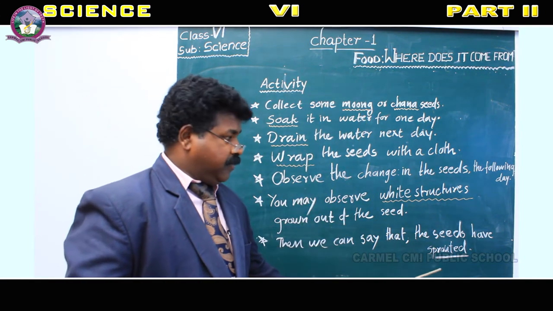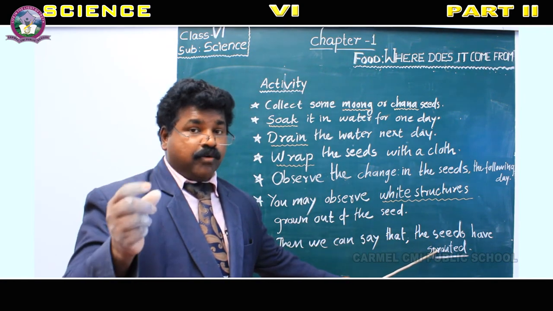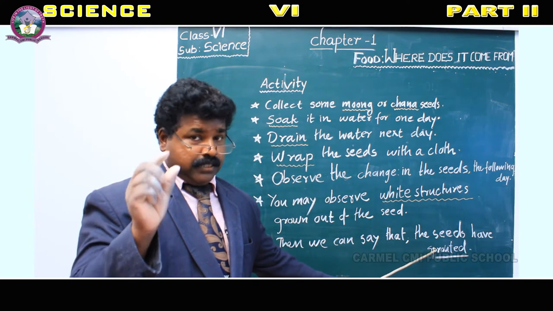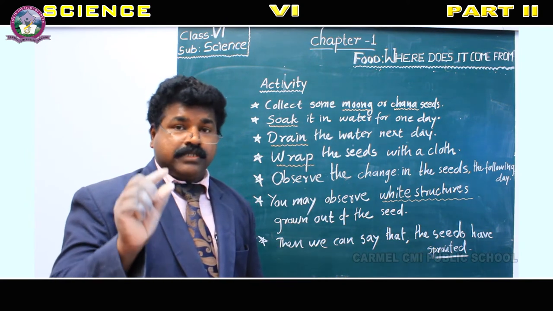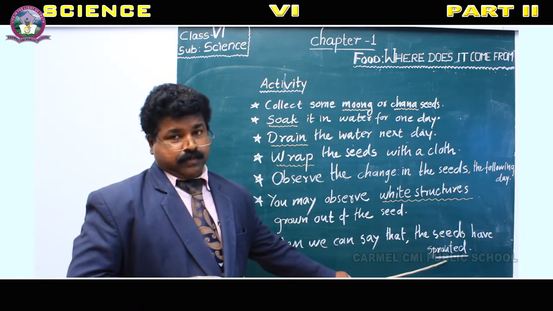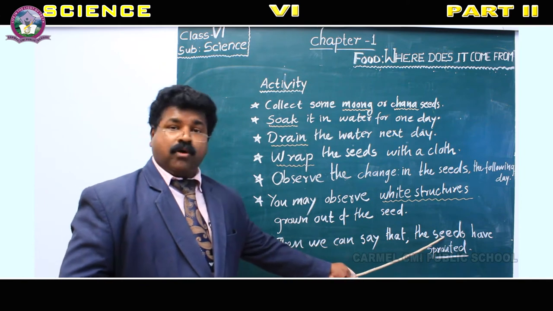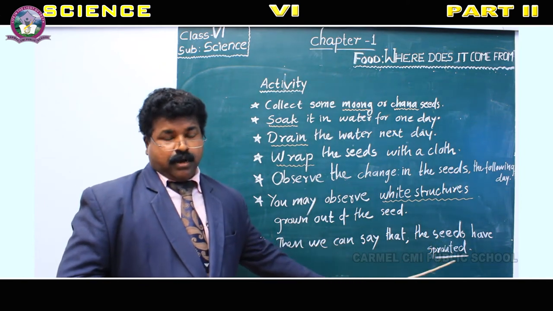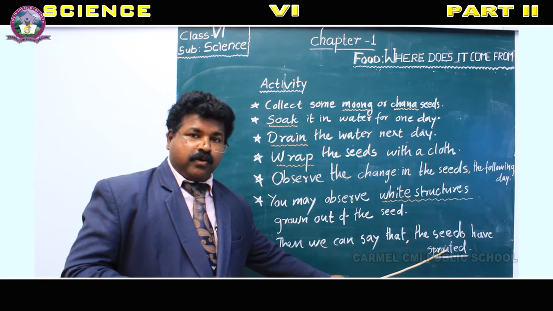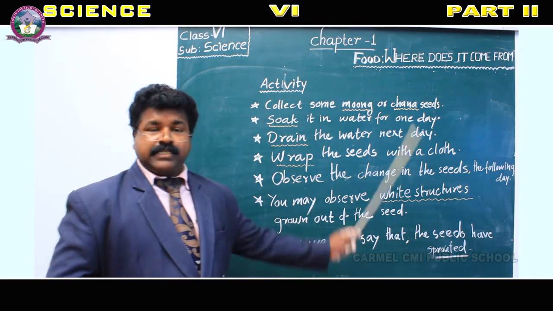The next day we can find a small seedling coming out of it. A white portion you can see, and this white part which comes out from the seed is called a sprout. And if this sprout has come out, we can say the seeds have already sprouted. Sprouting we can also call germination. So, germinated seeds.